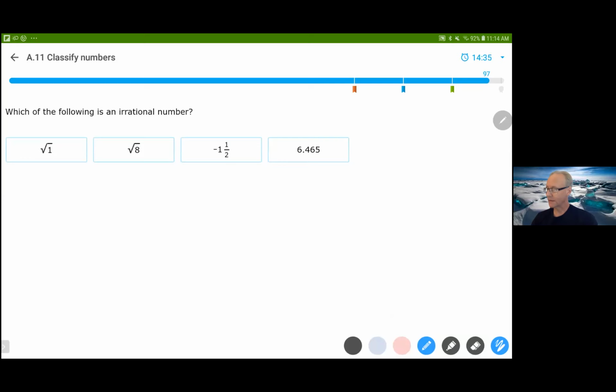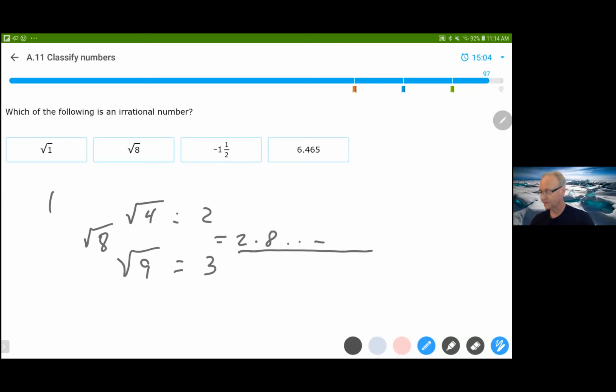Which of the following is an irrational? The square root of 1 is 1. The square root of 8 can be reduced, but it is an irrational number. It just happens that it is between the square root of 4 and the square root of 9. The square root of 4 is 2, the square root of 9 is 3, and the square root of 8 is between 2 and 3. It's a lot closer to 9, so it's going to be about 2.8 or 2.9, but it's going to be a decimal, and it's never going to end and never going to repeat. The square root of 8 is irrational.